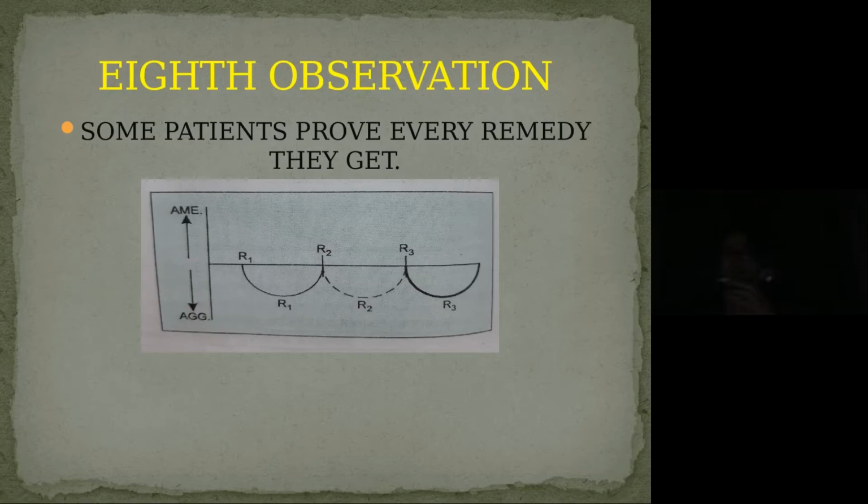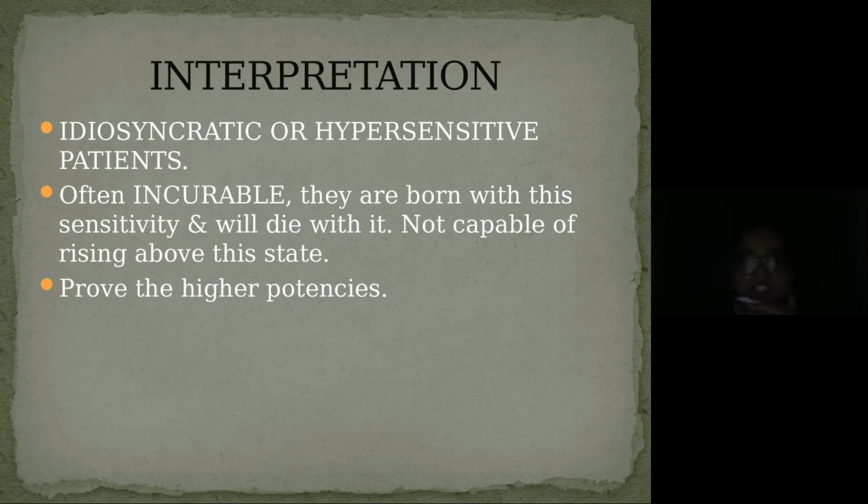Some patients prove every remedy they get. There are some patients who, after administering the remedy, will come and prove those remedies. So some patients prove every remedy they get. That is the eighth observation. So now, what is the interpretation if the eighth observation comes? The patient is an idiosyncratic or hypersensitive patient, and they are often incurable. They are born with this sensitivity and will die with it, not capable of rising above this state.